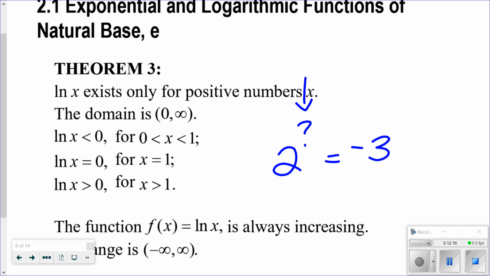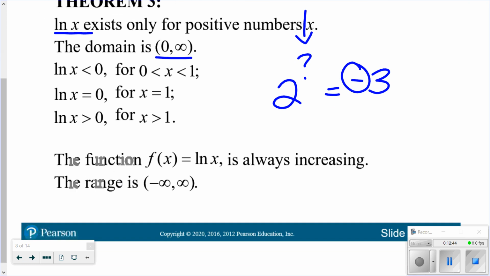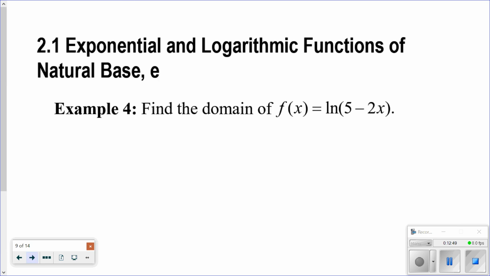Okay, now remember, we have to take 2 and multiply it by itself. So 2 times 2 times 2 times 2. When is that ever going to be a negative of any kind? Well, the answer is it's not. So we don't have natural logs for negative numbers. Domain of a natural log is 0 to infinity. Okay, the range is all real numbers, but the domain is 0 to infinity.